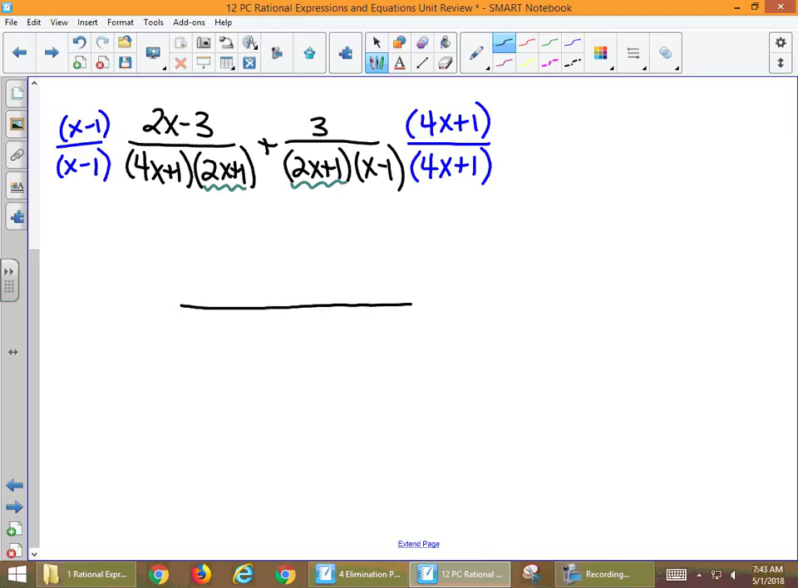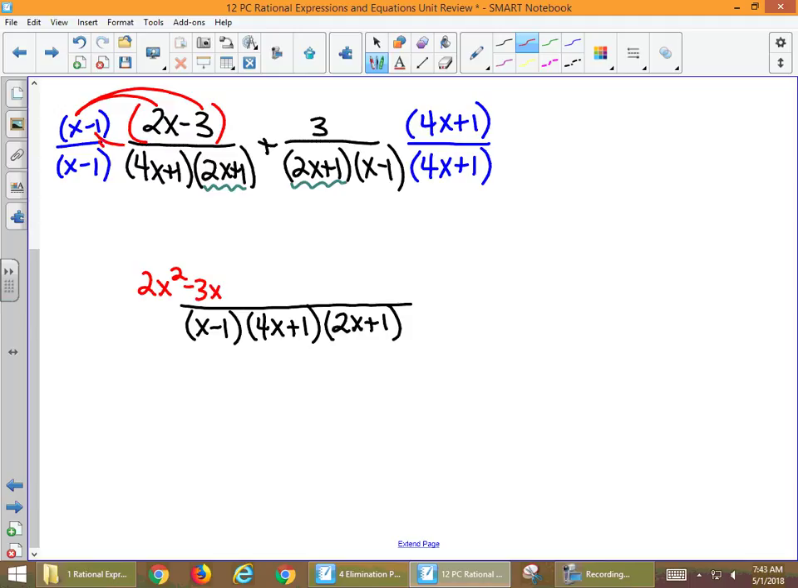And now what I need to do is multiply first, combine like terms, and see if I can factor anything in the numerator. Alright, x times 2x. Make sure that you are treating that like it's in parentheses. We are going to double distribute here. x times 2x is 2x squared. x times negative 3 is negative 3x. Negative 1 times 2x is negative 2x. Negative 1 times negative 3 is positive 3.